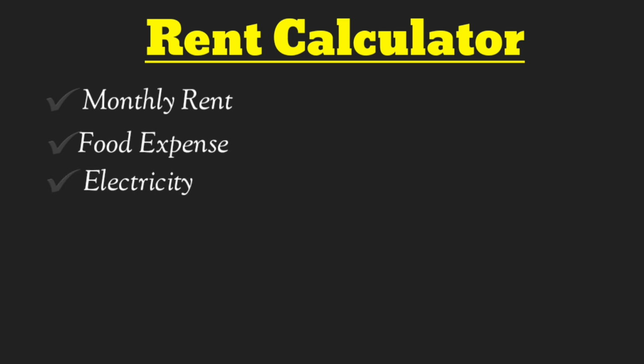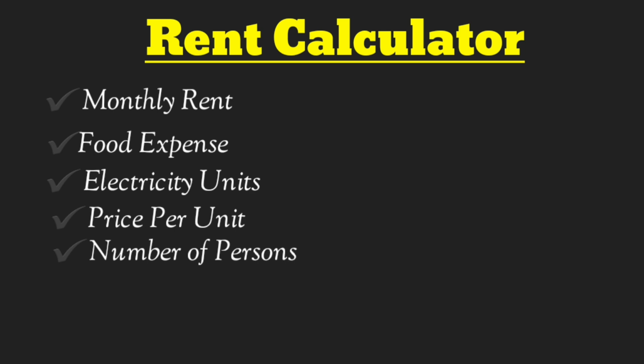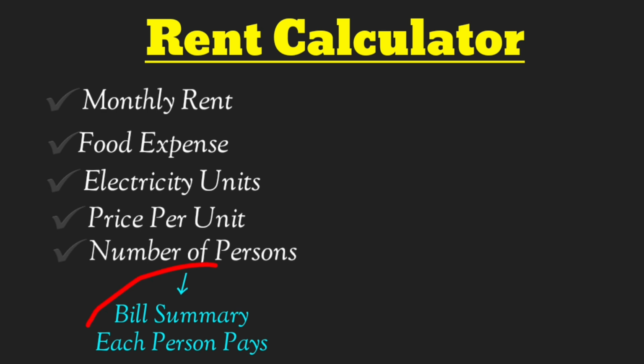Before writing the code, let's understand what this program will do. The user will enter the monthly rent, food expense, electricity units used, the electricity price per unit, and the total number of people living in the room or flat. Then our program will calculate the total expense and finally show how much each person has to pay.